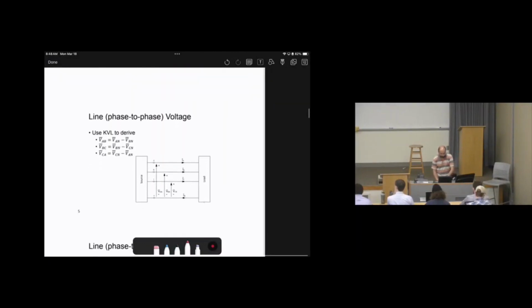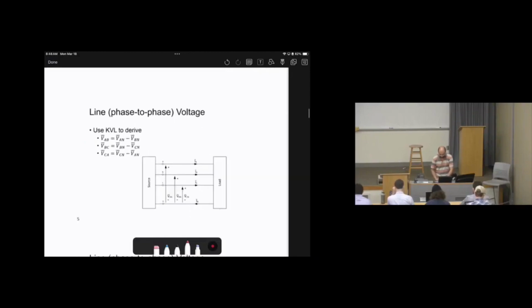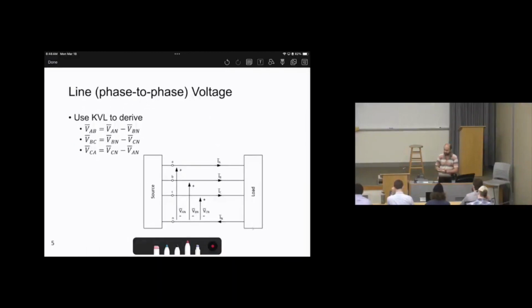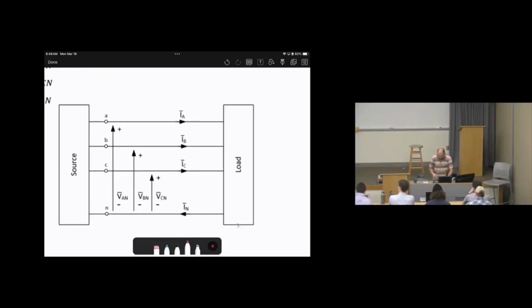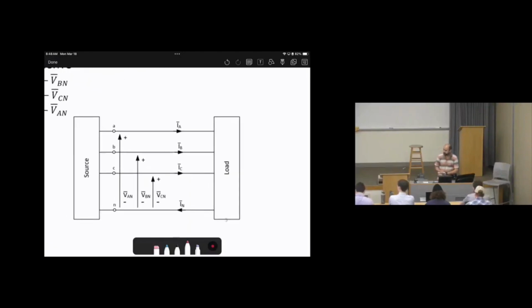Okay, now there is something other than the voltages that we call line to neutral. There is another type of voltages called line to line. We used to put the negative at the neutral, that's what we used to do, right? Then we put one positive at A, one positive at B, one positive at C.